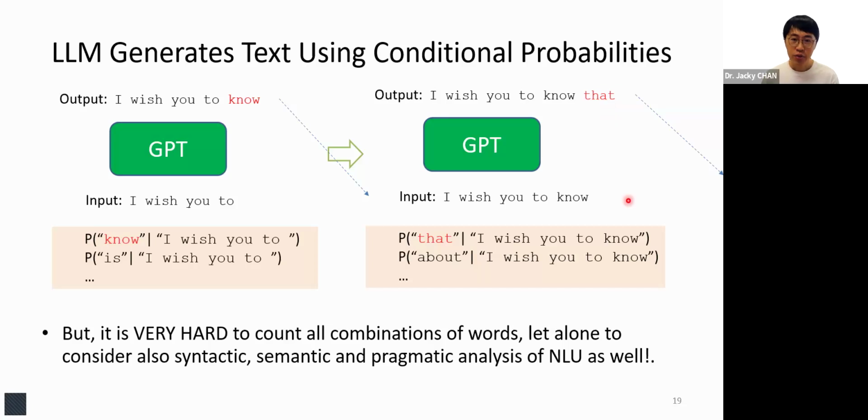But then, just doing the ranking is pretty straightforward. You may also notice that there are many combinations, right? So it is very hard to calculate all the combinations. And don't forget that we also have syntactic, semantic, and pragmatic analysis. So this is a very, very challenging problem. And the magic that makes it work is the transformer.